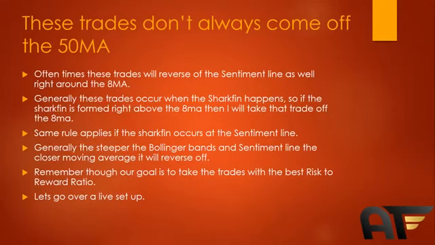These trades don't always come off the 50 moving average like explained earlier. Oftentimes these trades will reverse at the sentiment line as well as right around the 50 moving average. Generally these trades occur when the shark fin happens, so if the shark fin is formed right above the 8 MA, 8 moving average, then I'll take the trade off the 8 moving average. Same rules apply if the shark fin occurs at the sentiment line.